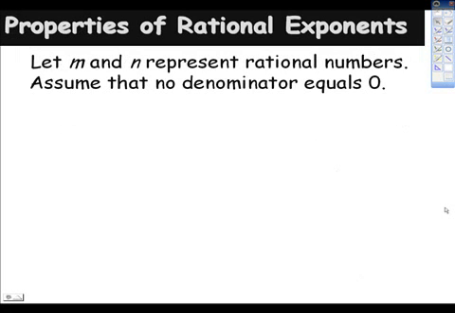Properties of rational exponents. We have quite a few properties that we need to understand here. We're going to let m and n represent rational numbers, in other words, fractions, and we're going to assume that no denominator equals 0. Property: a to the m times a to the n equals a to the m plus n. Now this doesn't work for just fractions because 5 is a rational number. We can write it as 5 over 1. 2 is a rational number. We can write it as 2 over 1. So this would be a to the 5 plus 2, or a to the 7.